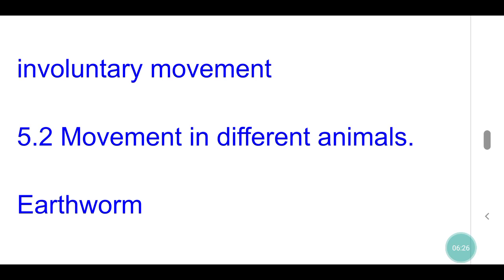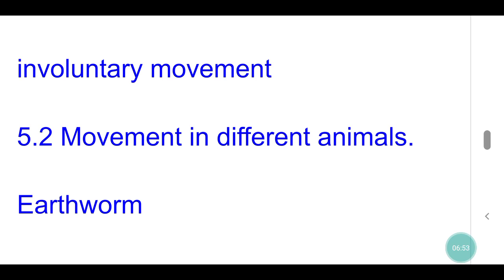Locomotion is always voluntary. Movement can be either voluntary or involuntary. Locomotion takes place at the organism level. Movement takes place at the biological level. Locomotion doesn't necessarily require energy. Movement requires energy.